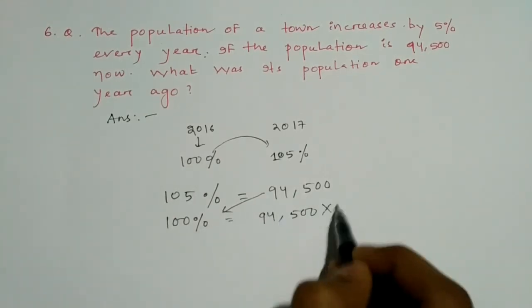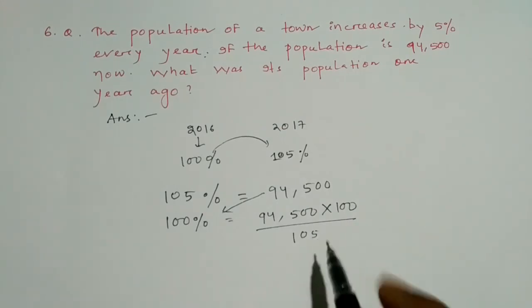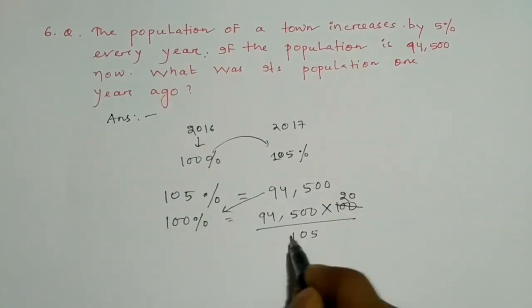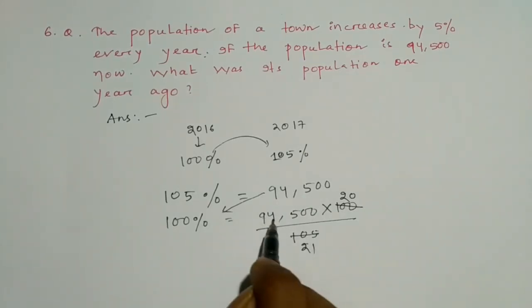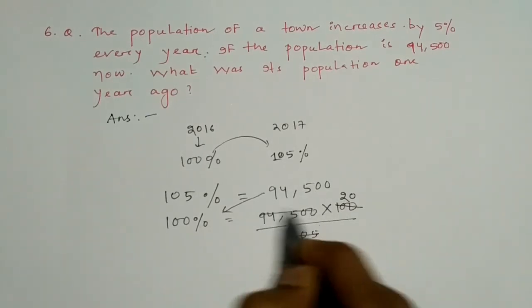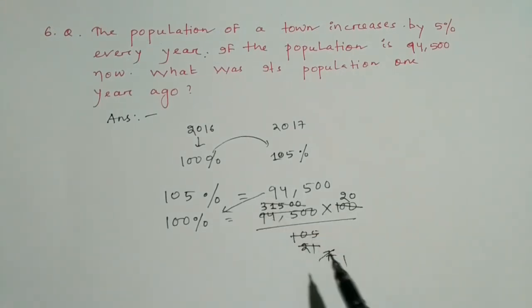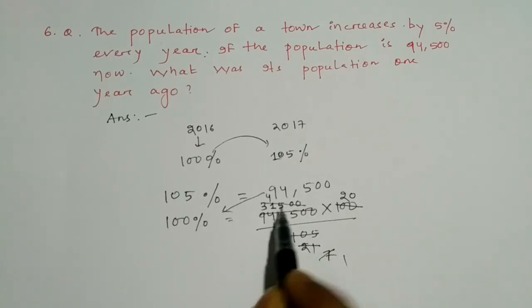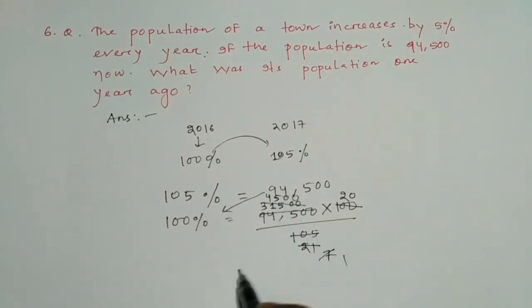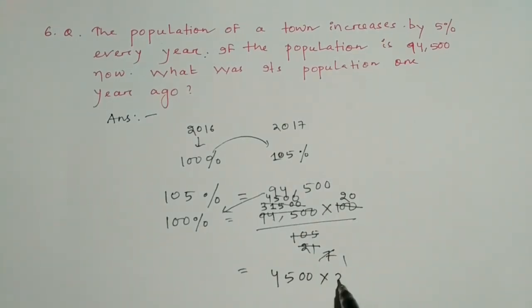94,500 multiplied with 100 divided by 105. So 5 20s are 100, 5 21s are 105. So this is 9, 4, 13, 5, 18. So 3 3s are 9, and 3 1s are 3, 5 0s are 0, and 7 2s are 14, 7 3s are 21, 7 4s are 28, so it will be 4500 into 20. So 45 into 2, that is 90, and 3 zeros. So the population that was 1 year ago is 90,000. This is your answer.